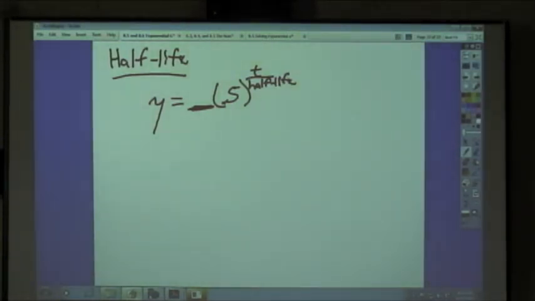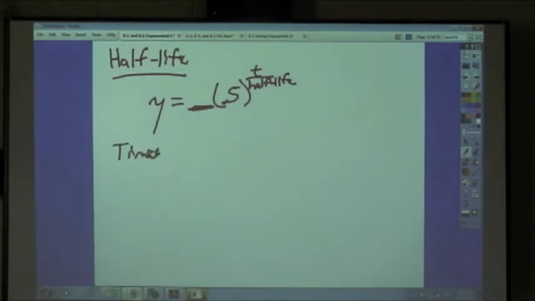So whatever you plug into here for your time has to be divided by 5,730 if you were doing carbon-14. So notice, still decay, still 0.5%, still got your beginning amount, still got your time, but you have to divide your time by your half-life. That's the only difference.